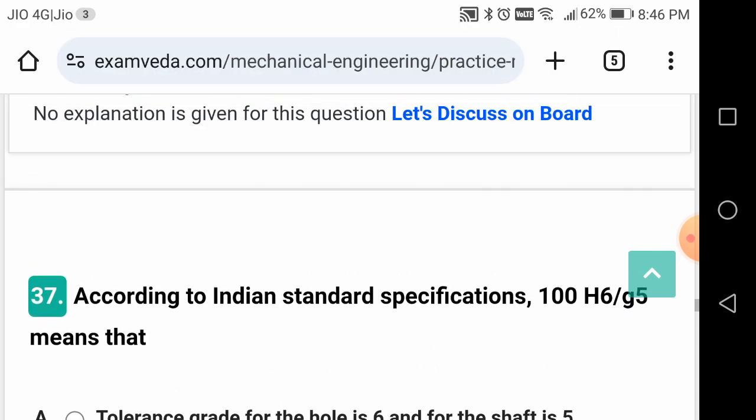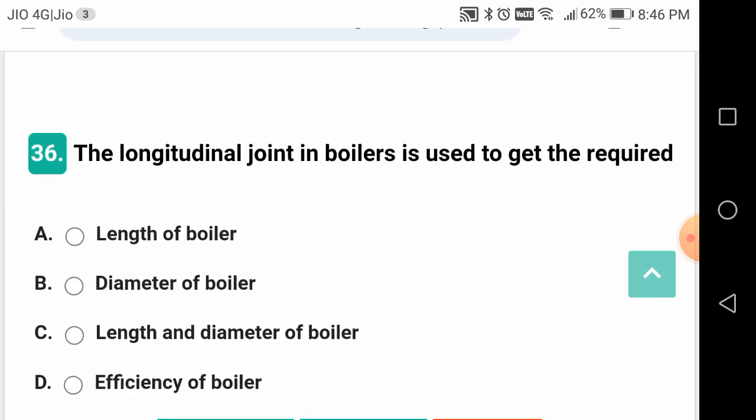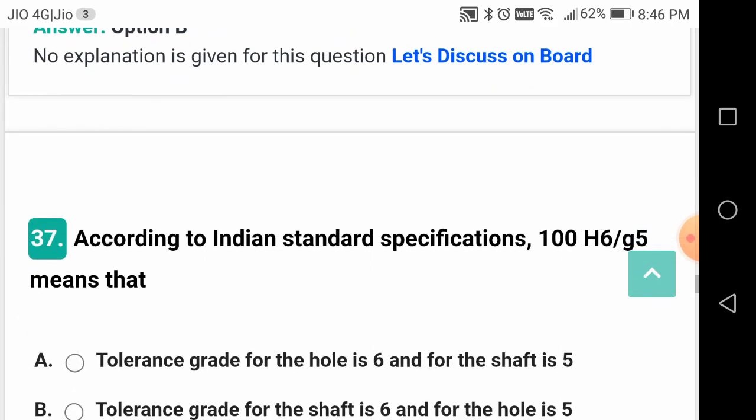Length will be from other consideration. Okay, friends. Transverse joint, something like that.